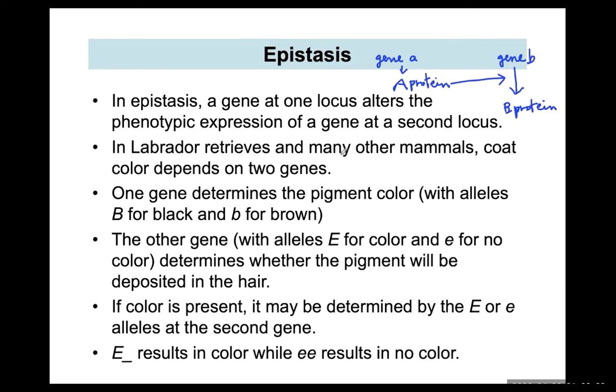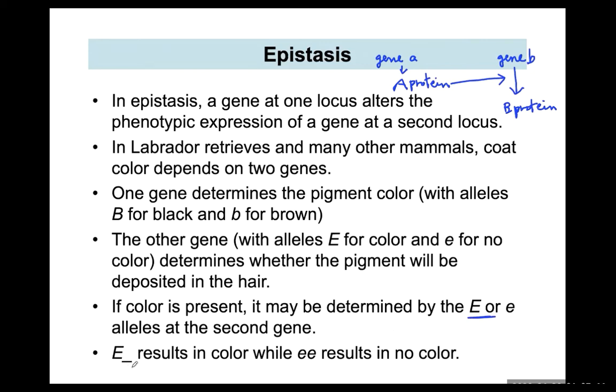In Labrador retrievers and many other mammals, coat color depends on two genes. One gene determines the pigment color. Maybe a large B determines black color, small b determines brown color. But the other gene, such as the E gene, determines whether this pigment, black or brown, will be deposited in their fur. If this E gene is recessive, then the black or brown pigment cannot be deposited, therefore the Labrador cannot show black color nor brown color. If color is present, then it is determined by the presence of a large E allele.